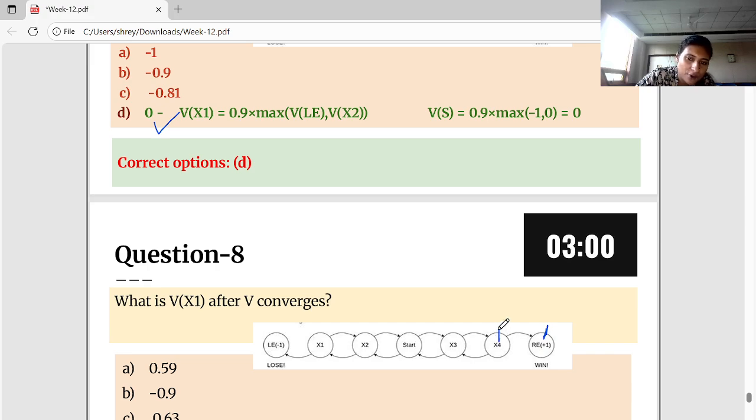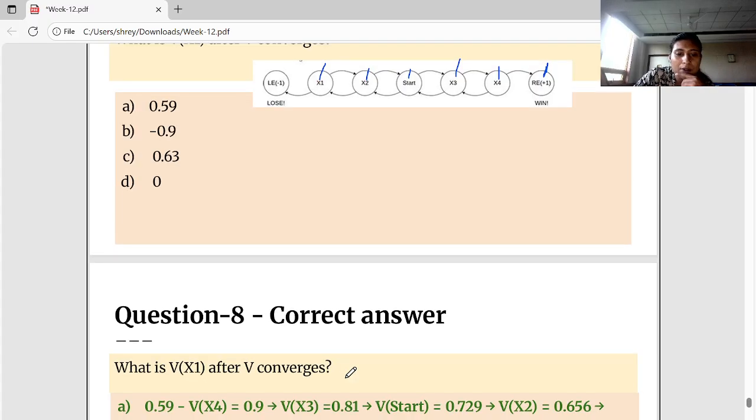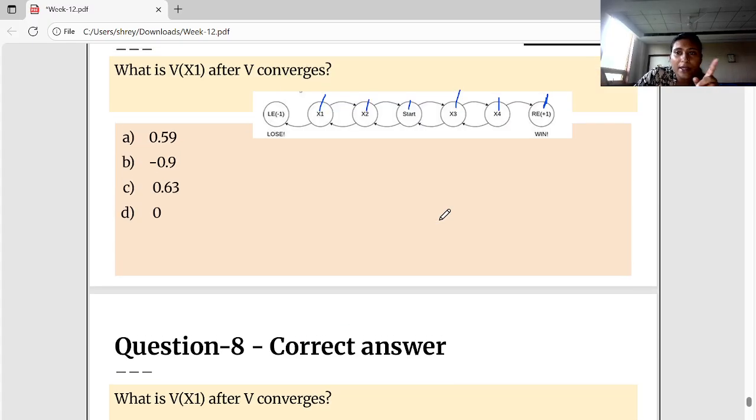From x4, where would you have come from? From x3. From x3, where would you have come from? From start. Where would you have come from at start? From x2. You would have come from x2, from x1. Okay, so it means that you have to evaluate all these three in the backward direction, because it is converged, right? So after convergence, just think about this, we take it from the right-hand side.